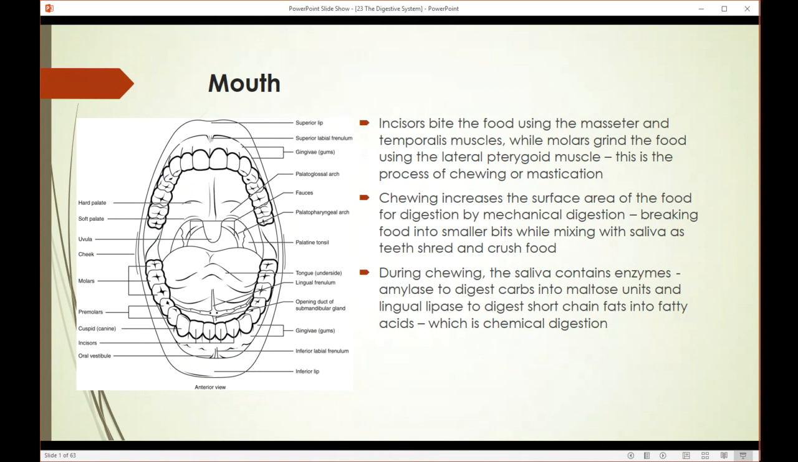Chewing increases the surface area of our food so that as we're doing mechanical digestion, we can then start to do chemical digestion using our digestive enzymes, amylase, which is in our saliva, and our lingual lipase to digest those short fatty acid chains.